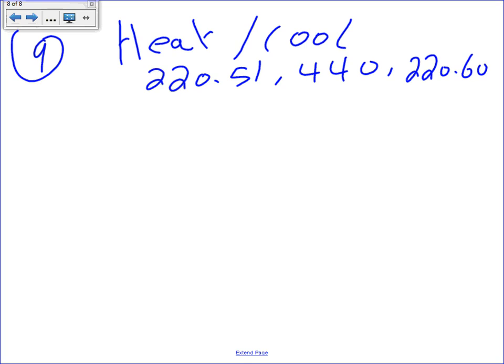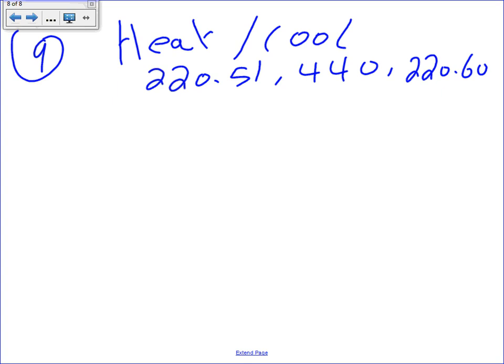220.60. So 220.51 tells you the heat is 100%. 440 will tell you how to calculate the volt-amps for an AC system, and 220.60 tells you about non-coincidental loads, the loads that are highly unlikely to be running at the same time. You can take the largest of the two. Okay? So the first one is for the heat, the second one for the cool, and the third one is if they are non-coincidental loads, meaning it's highly unlikely they will run simultaneously. You pick the largest of the two.